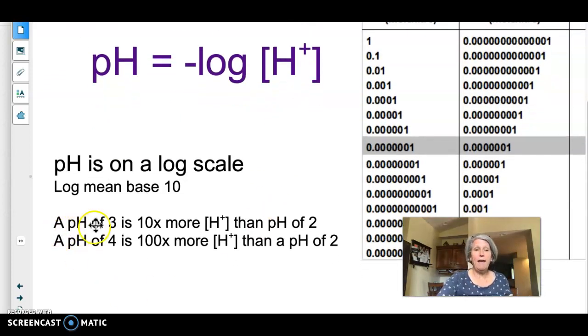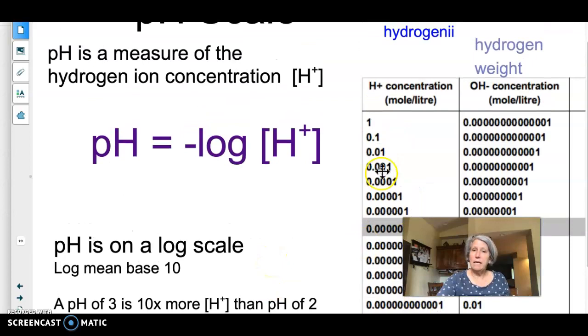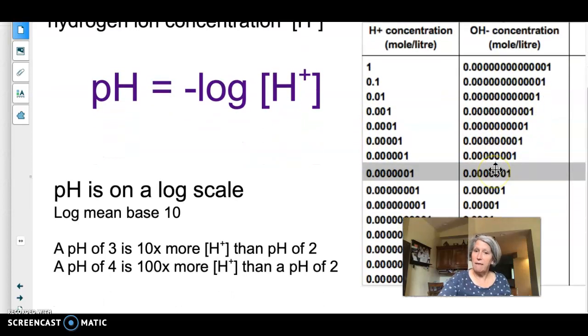So if we have a pH of 3, it is 10 times more hydrogen than a pH of 2. If we have a pH of 4, it means there's 100 times more hydrogen than a pH of 2. What I like about this table is that there's also a hydroxide component to it. So if we have a large amount of hydrogen, we have less of the hydroxide, and they are related.